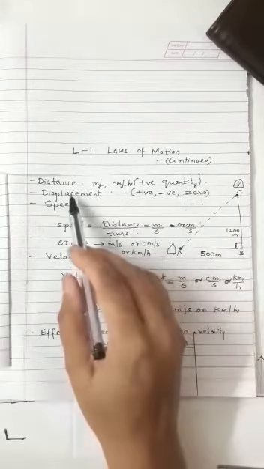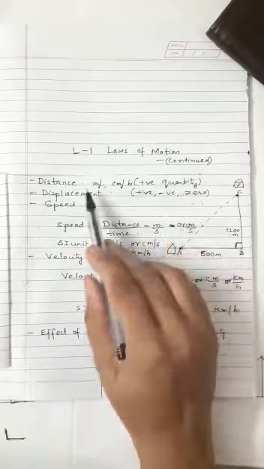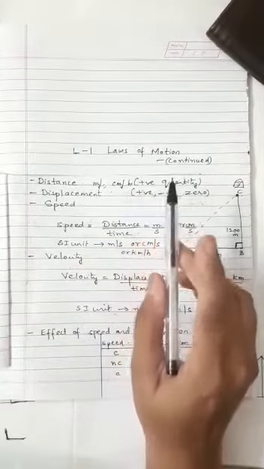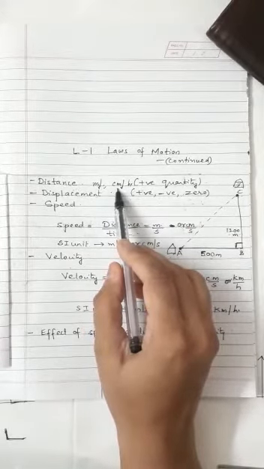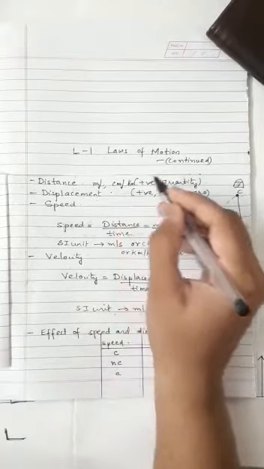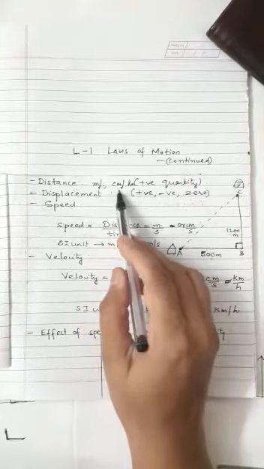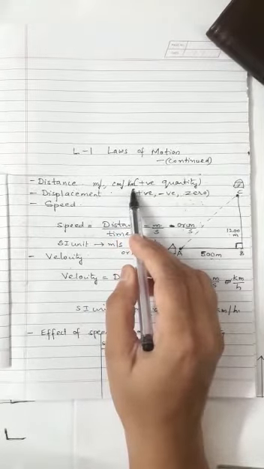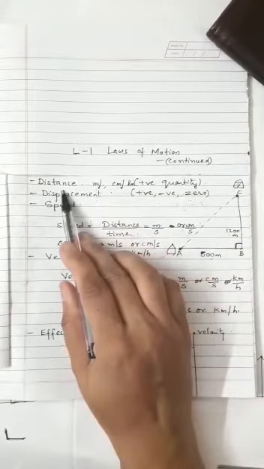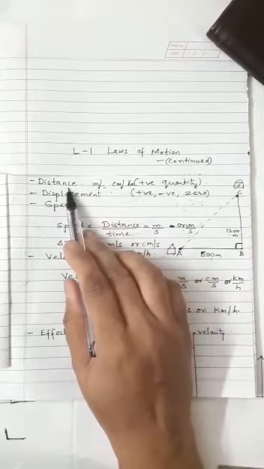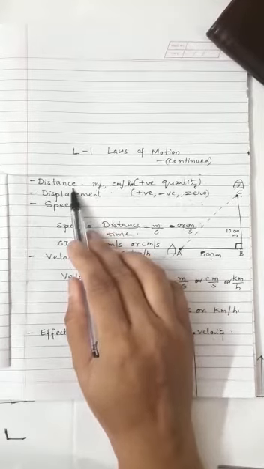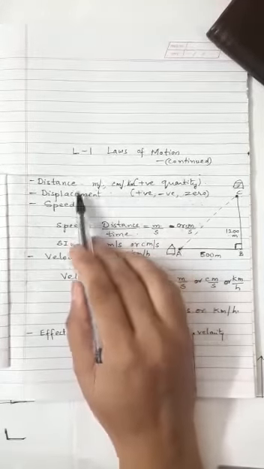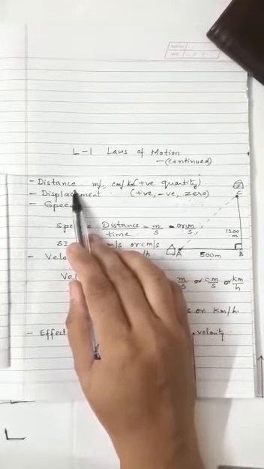Now remember, distance is a positive quantity. Distance can be measured in meters, centimeters, and kilometers. The SI unit of distance is meters. We classify distance as a scalar quantity.